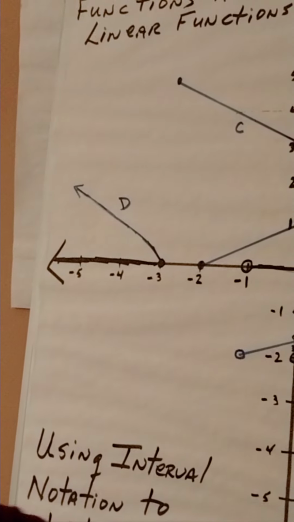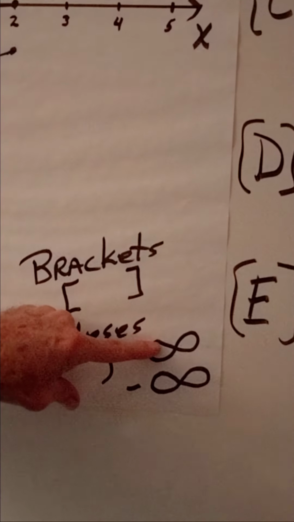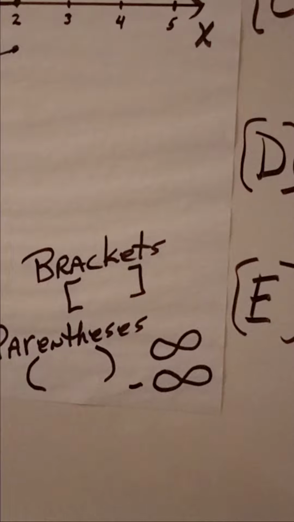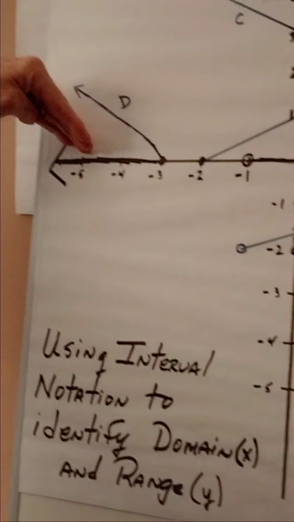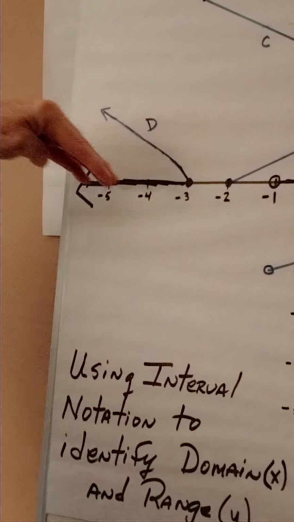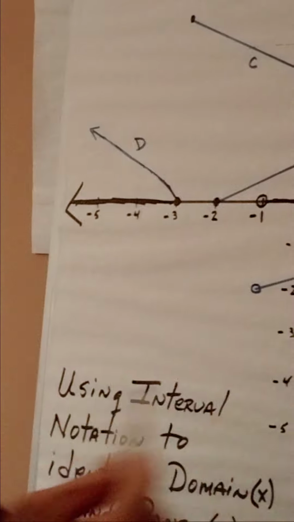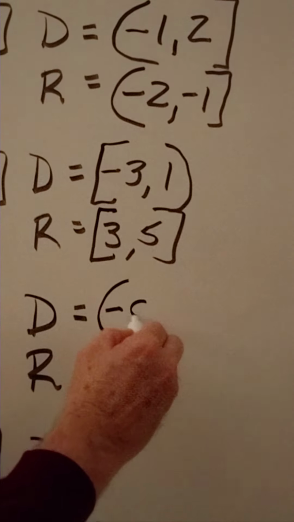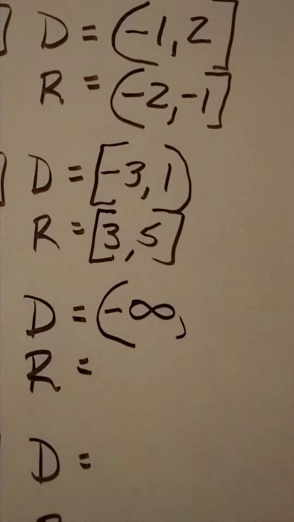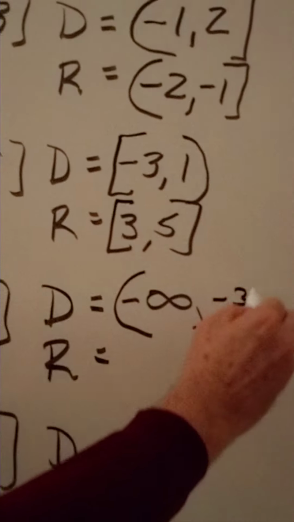Let me say it again. The infinity symbol, whether it's positive infinity or negative infinity, will always get a parenthesis. The negative infinity comes first because it's all of these values that happen to be less than -3. So we put a parenthesis and we put the negative infinity symbol, then the comma, and then we put the largest one. He counts, he's -3, and he gets a bracket.